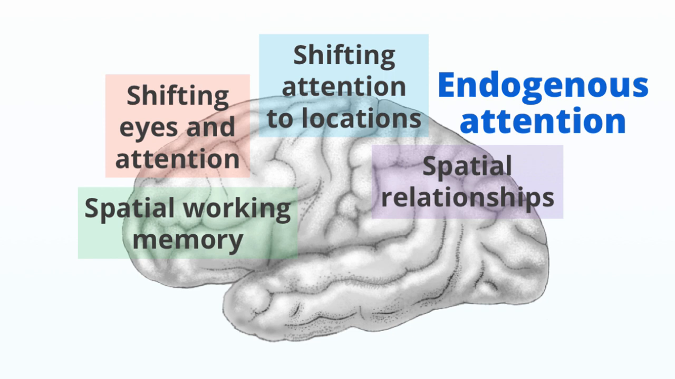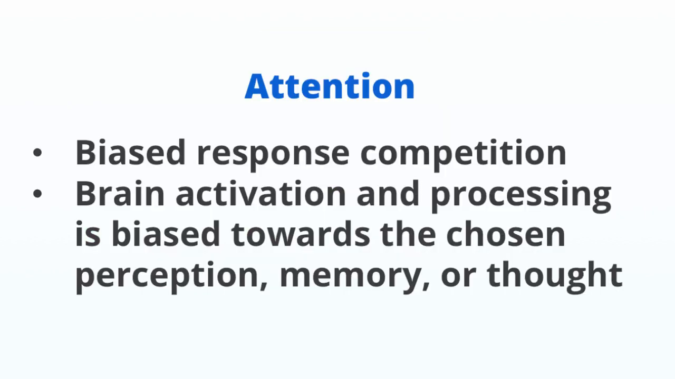Although attention was one of the first things studied in modern psychology, it has turned out to be a complex topic. Attention may be thought of as a kind of biased response competition. The brain always has many choices to make: what to see, what to remember, what to think about. Attention may be thought of as a way of implementing the choices made, so that brain activation and processing is biased towards the chosen perception, memory, or line of thinking.